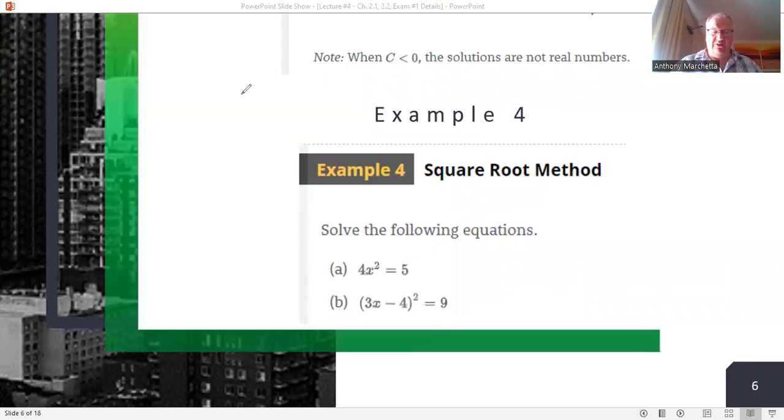Let's go through what it would look like doing this one in Desmos. The left side being this, the right side being this. So I'll write in y equals the left and y equals the right. Let's go to Desmos and take a look at that. It's 3x minus 4 quantity squared.